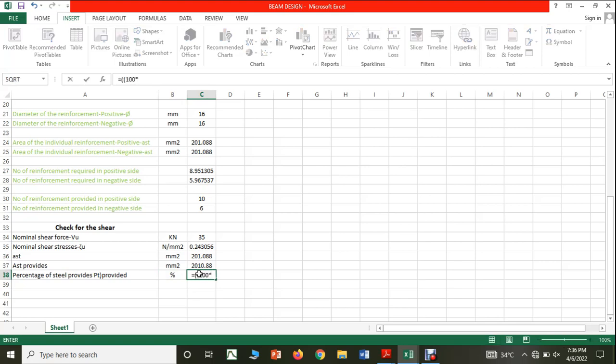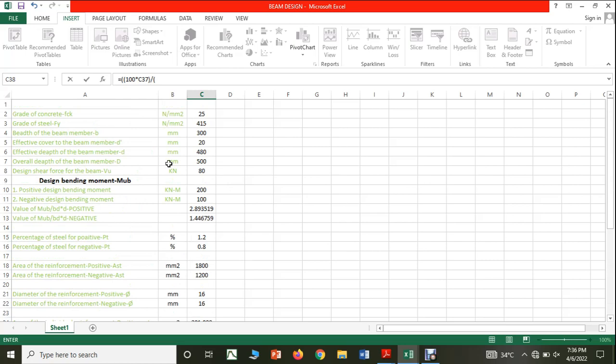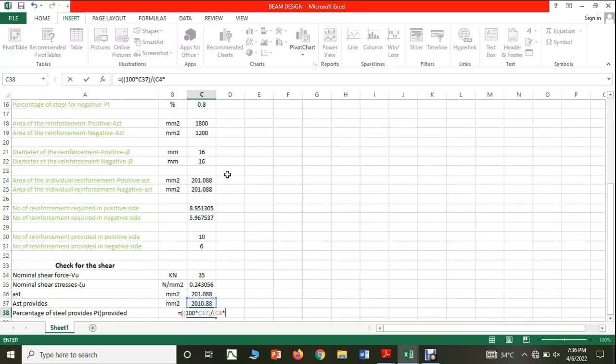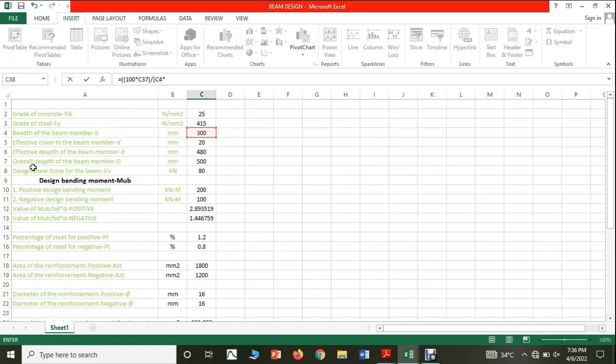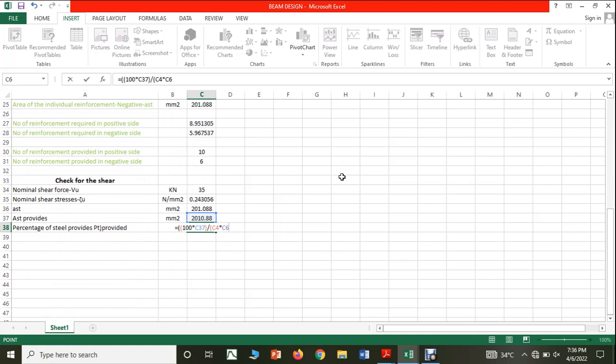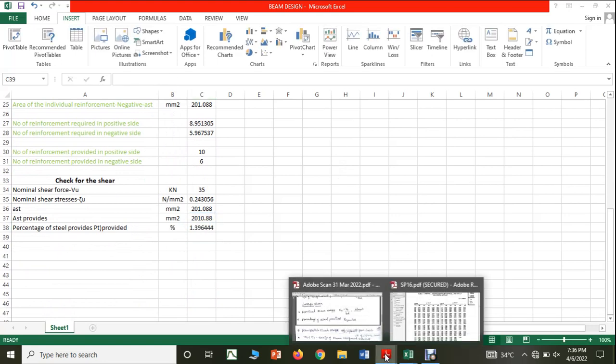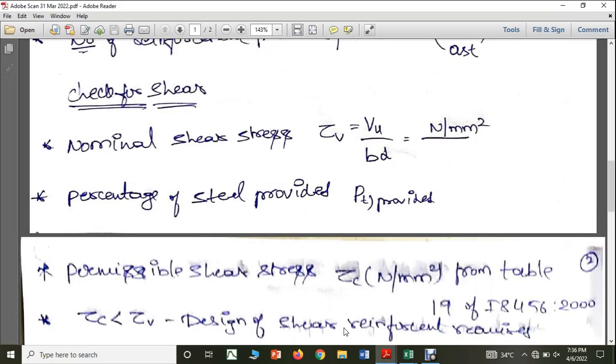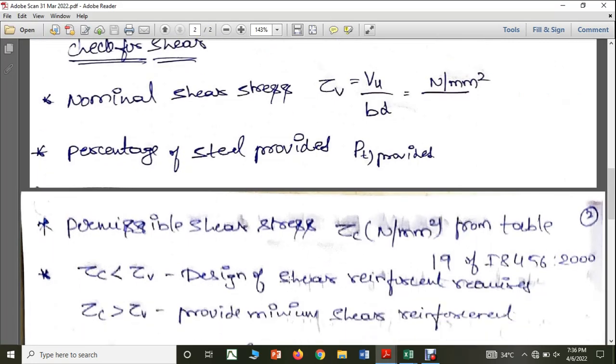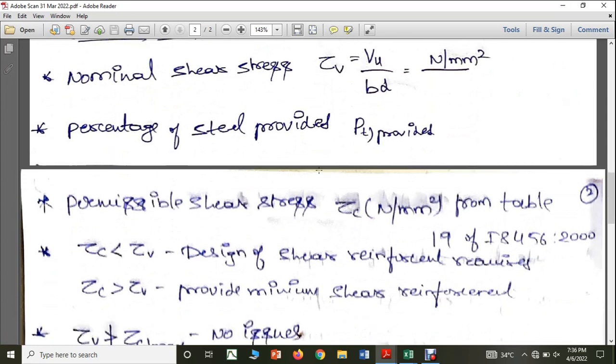100 AST divided by B into capital D. So this will be B into capital D, right? Yes, so this will be capital D. So that will give you the percentage of steel. Once I get the percentage of steel, you can see here that the percentage of steel provided.